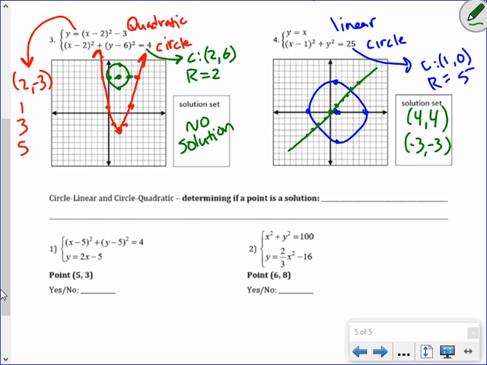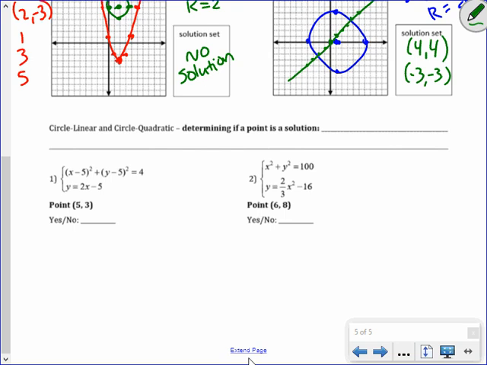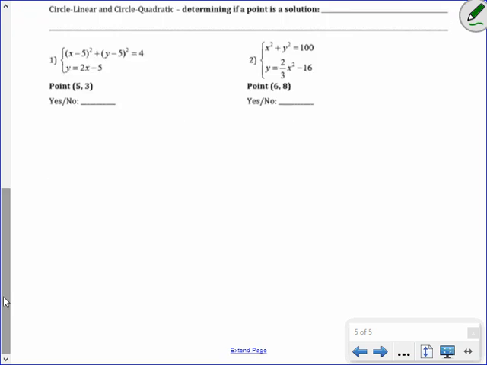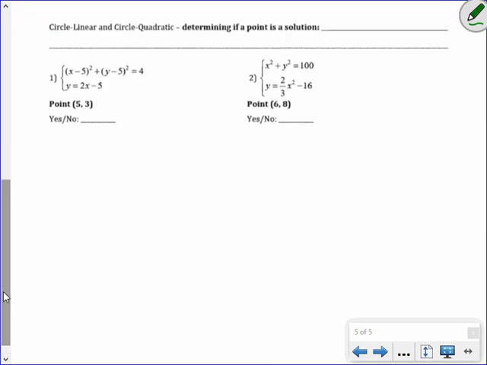Everybody good? Okay. So the last thing we're going to talk about is revisiting this concept that we did at the end of the last lesson. We're going to revisit it again in the context of a circle. So let's say I give you a point. I want to know if it's a solution to the circle system. You guys are going to do the exact same thing we did last time.